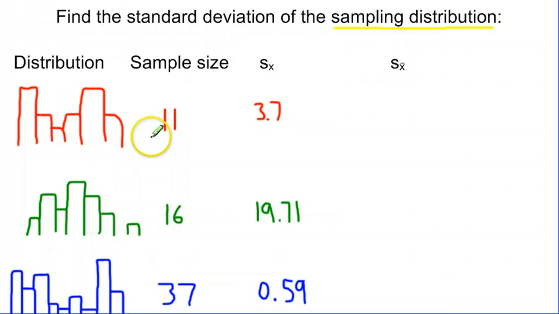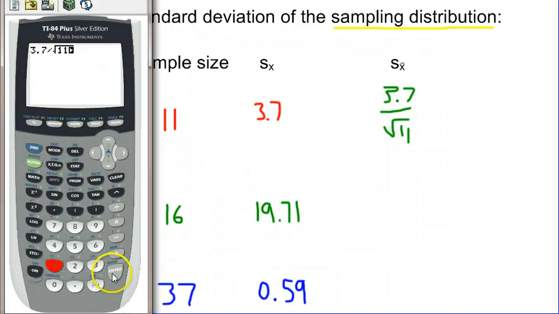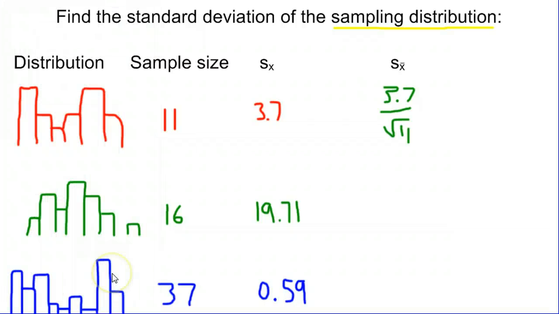So going back to the example, what would the different standard deviations be of the sampling distributions that result? If we had a sample size of 11, regardless of what the shape is, our standard deviation of 3.7 is going to get divided by the square root of 11. So I've typed this into my calculator. That means the new standard deviation is going to be smaller, in particular a standard deviation of 1.12 when our original starting one was 3.7.